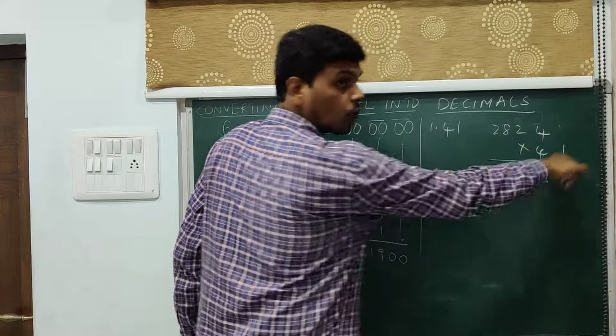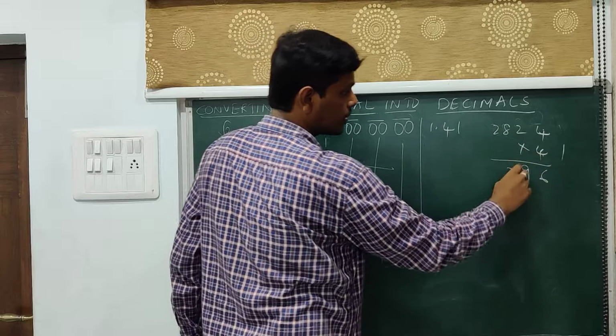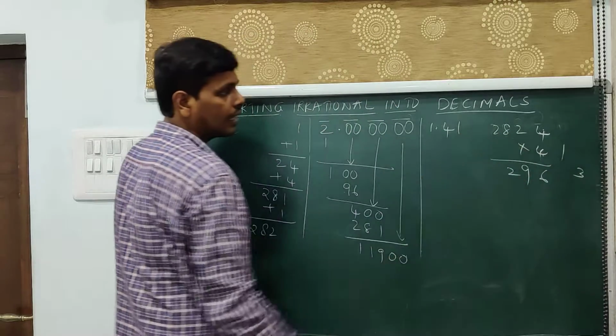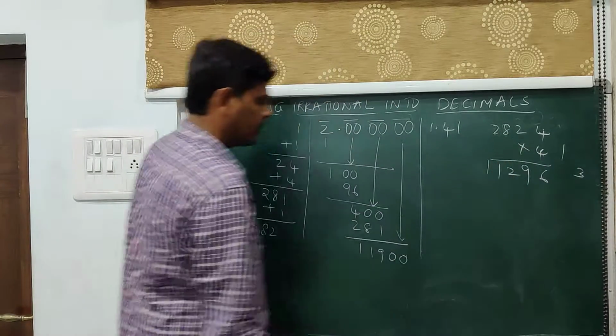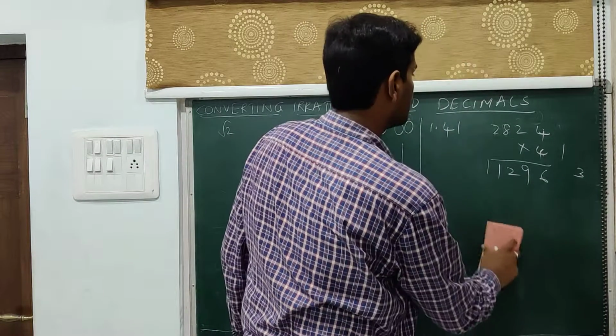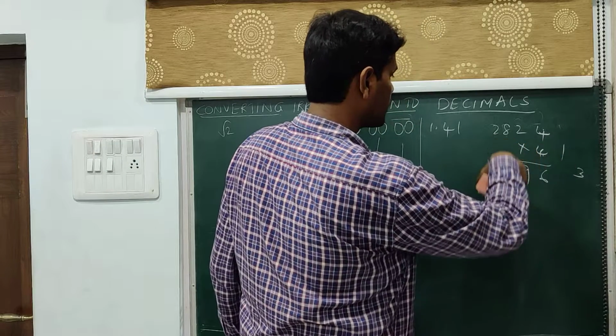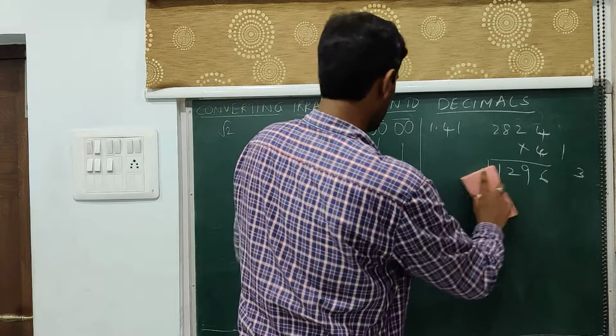4 4s are 16. 1. 4 2s are 8 plus 1, 9. 4 8s are 32. 2, 3. 4 2s are 8, 9, 10, 11. Now still that is more than this. So we go with 4. 4 4s are 16. 1. 4 2s are 8, 9. 4 8s are 32. 3. 4 2s are 8, 9. So this is more than that.